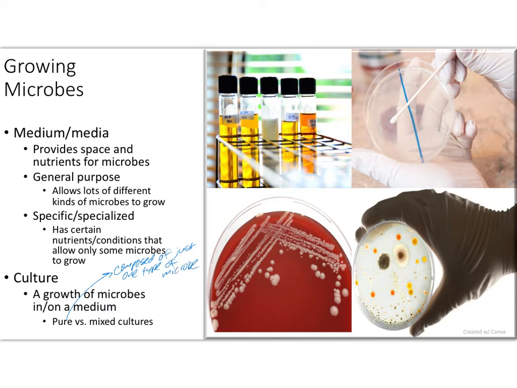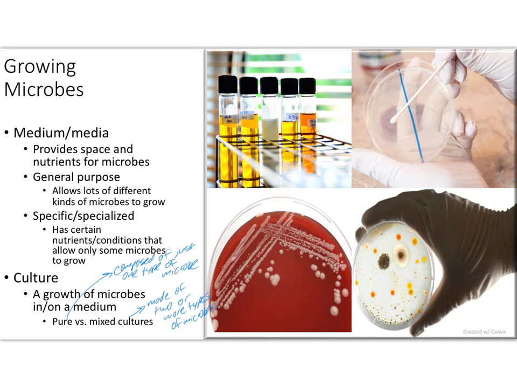And a mixed culture is one that is composed of multiple types of microbes, so two or more microbes. So if you have a culture of E. coli cells, and that is the only type of microbe that's in there, just E. coli, that is a pure culture. If, though, you have a culture that is made of E. coli and Staph aureus cells, that would be a mixed culture.